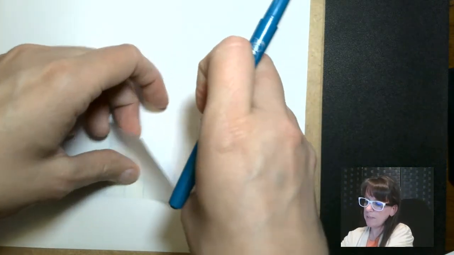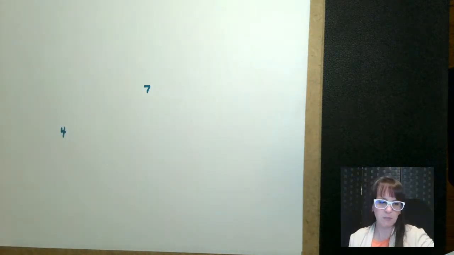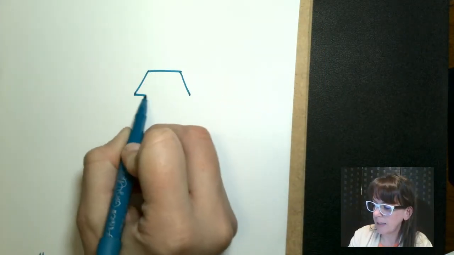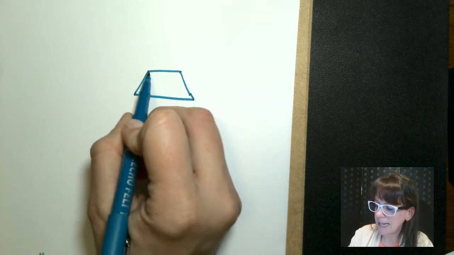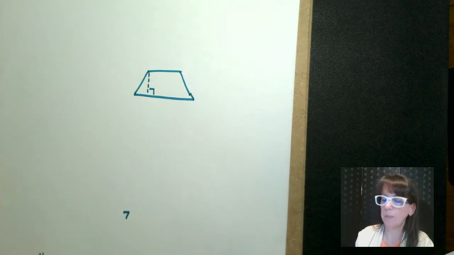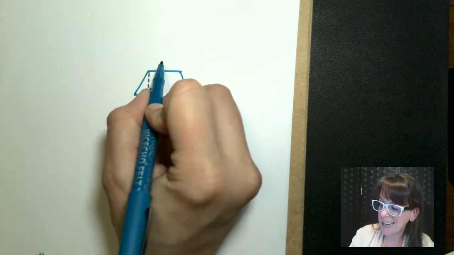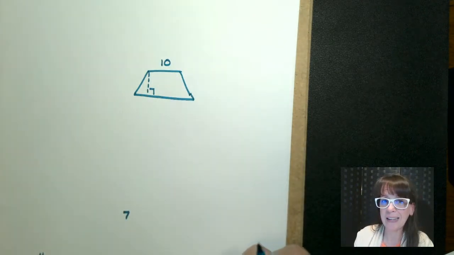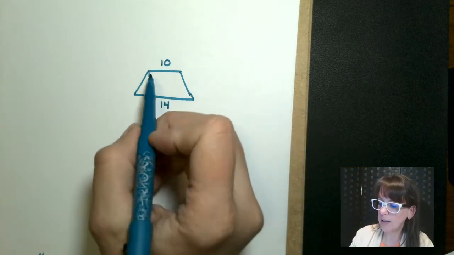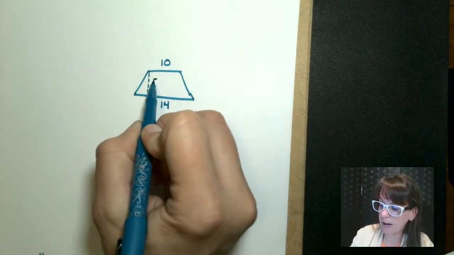So what that means is, let me get rid of this bit here. So for example, I have a trapezoid that looks like this. My height has to make a 90-degree angle. That's super important. So there's my 90-degree angle. But let's talk about the bases. Let's say this is a base of 10 and this is a base of 14. And then my height is, let's say, 5.